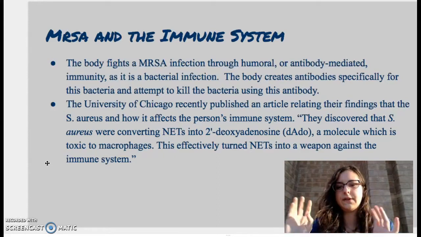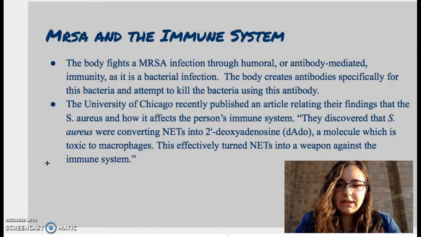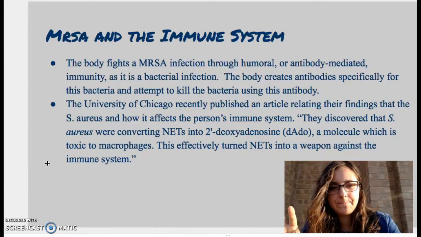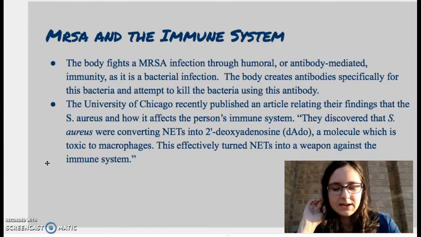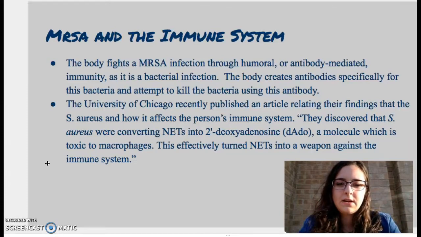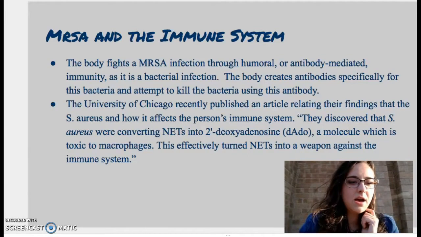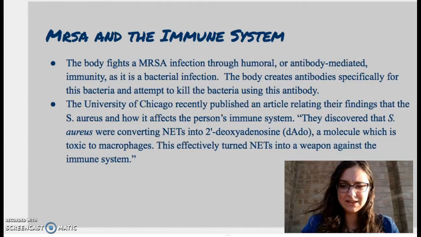In the University of Chicago, I found this in my research. I thought it was interesting. They recently published an article relating their findings that Staphylococcus aureus affects the immune system by converting the NETs into DADOs, as you can see, a molecule which is toxic to macrophages. This effectively turned these into a weapon against the immune system. So I thought that was extremely interesting. Just kind of shows how bad this bacteria really is.